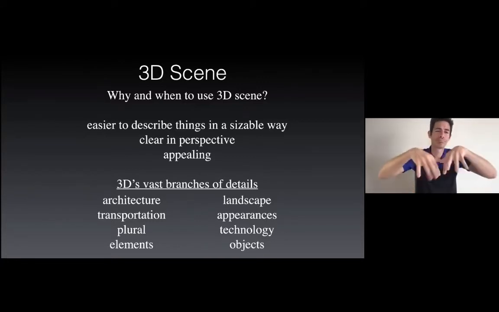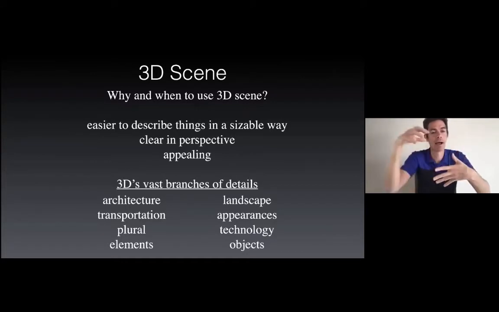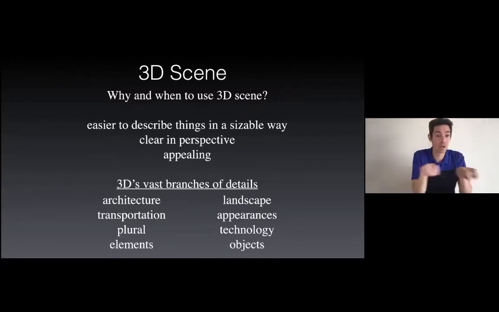So 3D really has so many different parts to it. So the scene is just the basics. A building, a person, a space, something that's empty, a car. But 3D really actually relates to architecture, transportation, plurals, elements, landscapes, appearance, technology, objects. So there's all kinds of different things that can be included. So I've just included some of the basics.